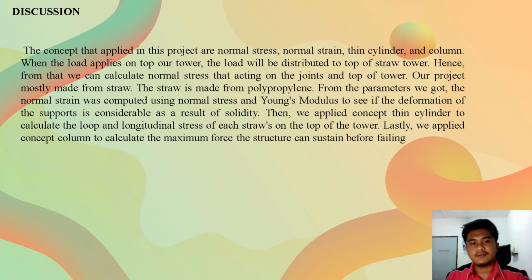When the load is applied on our tower top, the load will distribute to the top straws. Hence, from that we can calculate the normal stress acting on the joints of the top. Our project is mostly made from straw. Then we know the straw is made from polypropylene. From the parameters, we got the normal strain computed using normal strain and Young's modulus to see if the deformation of the support is considerable as a result of solidity.